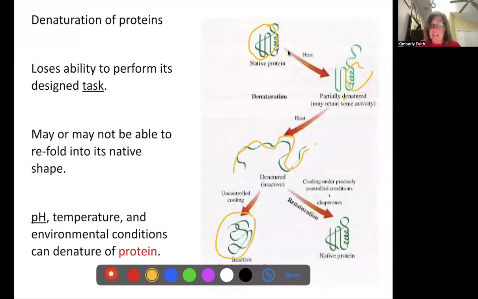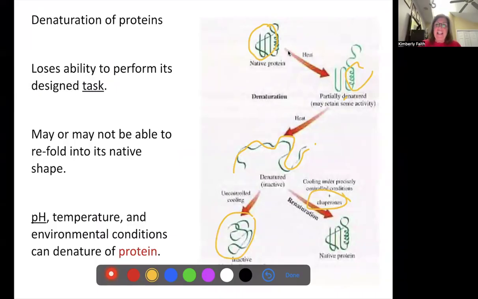Now, for some proteins, we have other proteins, little helper proteins called chaperones. And that chaperone will literally take that unfolded denatured protein and put it inside of it. It's like a little capsule, and it gives it the proper environment it needs to refold. Okay, but this again is not all proteins. It's not like when you overcook your eggs over easy, you cannot undo that.